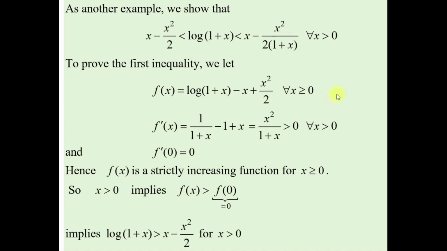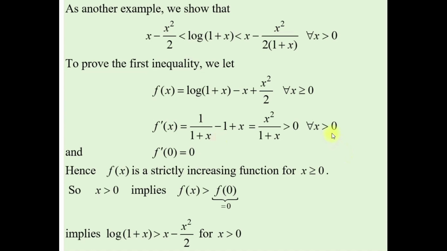Noting that the derivative of log of 1 plus x is 1 by 1 plus x, the derivative of x is 1, and the derivative of x square by 2 is x, we obtain f prime of x is equal to 1 by 1 plus x minus 1 plus x, which is equal to x square by 1 plus x. The denominator is always positive and the numerator is greater than 0 when x is greater than 0. So we conclude that f prime of x is greater than 0 when x is greater than 0.